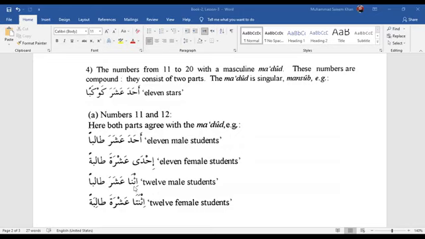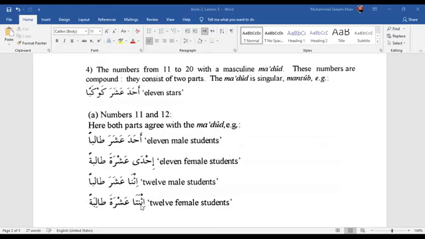You know that ithna and ithnata are exceptions, by the way. We said that the numbers from 11 to 19 will be mabni al-fath, right? They will be mabni al-fath. For example, ahada is fath, and ashara is fath. However, ithna and ithnata are not mabni.